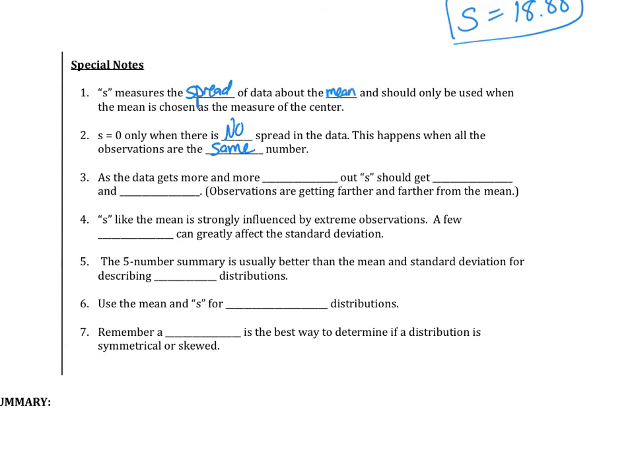As the data gets more and more spread out, so the farther spread out the numbers get, S should get larger. And as it keeps getting bigger, it's just going to get larger and larger. And number 4, S, like the mean, is strongly influenced by extreme observations. A few outliers can greatly affect the standard deviation. Number 5, the 5-number summary is usually better than the mean and standard deviation for describing skewed distributions. Use the mean and S, so use the mean and the standard deviation, for symmetric distributions. And remember, a graph is the best way to determine if a distribution is symmetric or skewed.